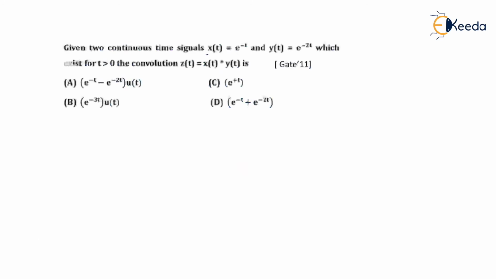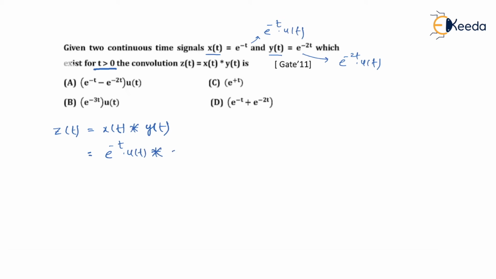See, if they ask you that x of t and y of t are existing only for t greater than 0, it means you are free to make this as e to the power minus t dot u of t, and you are free to modify even y of t as e to the power minus 2t dot u of t, because u of t is the only signal which exists for t greater than 0, otherwise it is always 0. So finally, when they tell us z of t is equal to x of t convolved with y of t, I can rewrite it like this: e to the power minus t dot u of t convolved with e to the power minus 2t dot u of t.